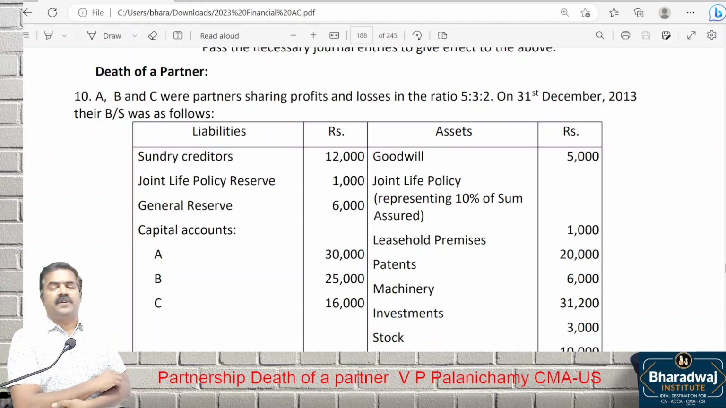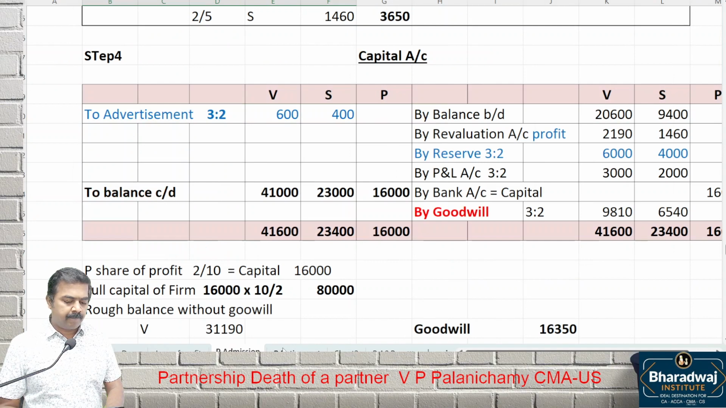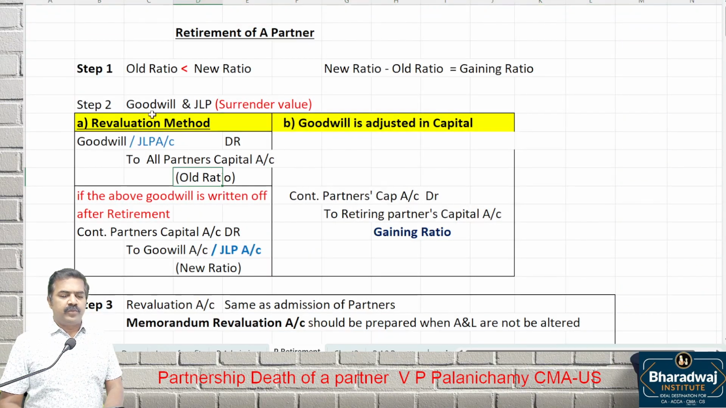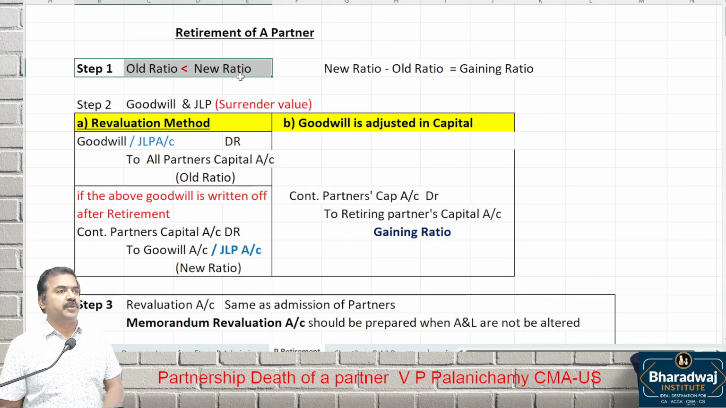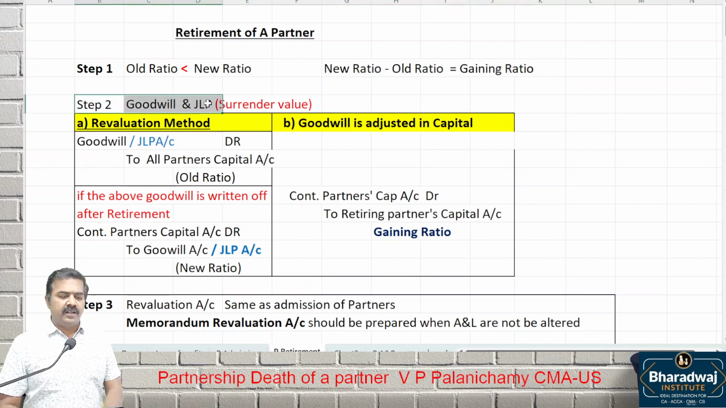In the last class, we did retirement of a partner. In case of retirement of a partner, what are the steps we used to follow? First, we see which ratio? Old ratio, new ratio, and gaining ratio. We see gaining ratio first. Then we adjust for which one?